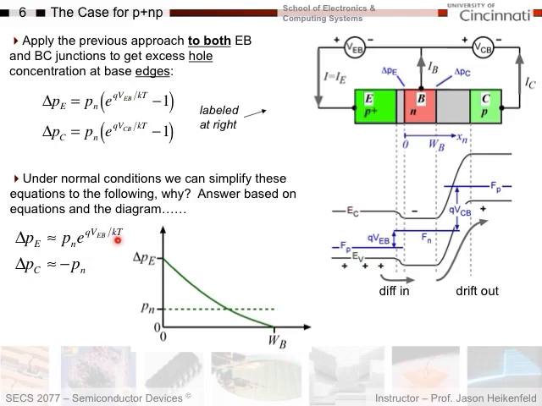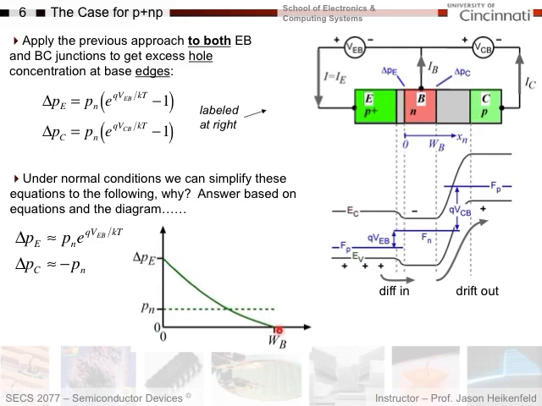And I can do the same thing on the collector side, knowing that it's reverse biased, so this term goes to 0, and I end up with minus P sub n, so delta PC is minus P sub n. P sub n minus P sub n, there's my zero concentration. So now you can see your whole concentration across the base. Here's an excess, and it goes down to 0 on the other side.